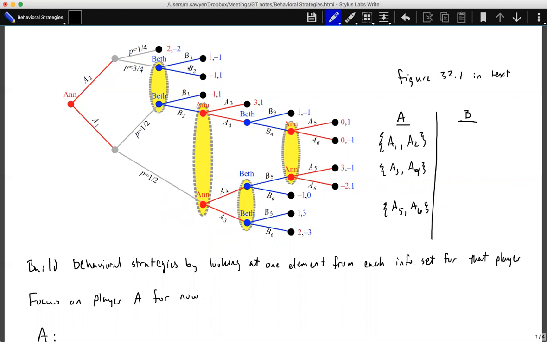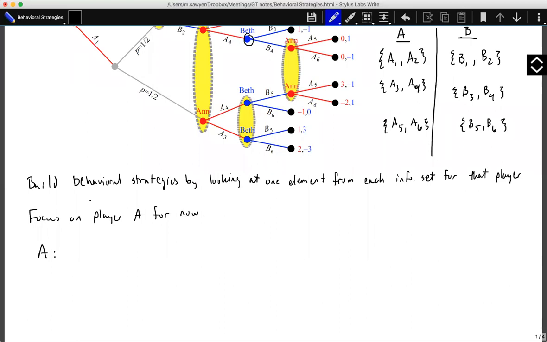B also has three information sets. B can play B1 or B2. B can play B3 or B4, in this small information set here, or B can play B5 and B6. So let's just focus on this first player, Anne. We want to build behavioral strategies by looking at one element from each information set for the player. We want to see how we can use information about how a player would choose if they only were in that information set, which direction they would choose, and use that to build up an overall long-term strategy. That way, if they ended up in an information set, they knew exactly how they would play.